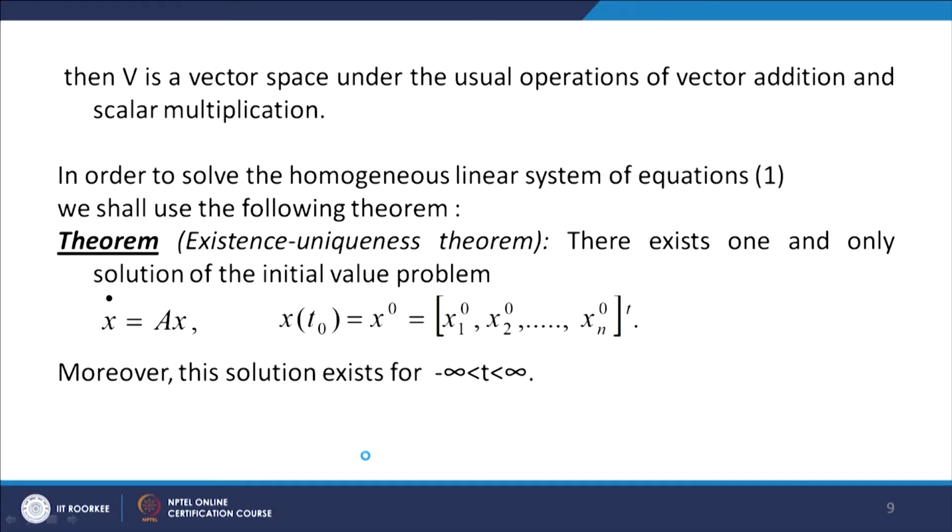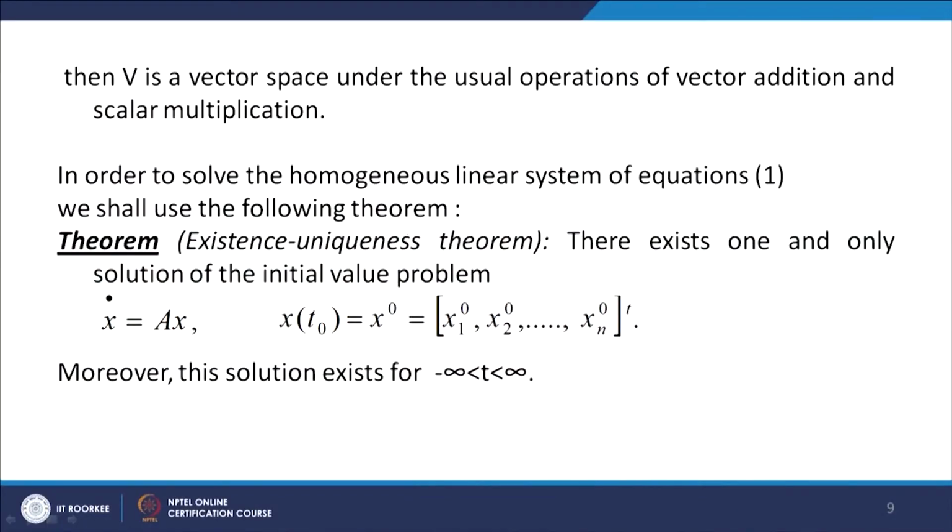Now, B is a vector space, as I said already, under the usual operations of vector addition and scalar multiplication. In order to solve the homogeneous linear system of equations x dot equal to Ax, we shall need the following existence uniqueness theorem. There exists one and only one solution of the initial value problem x dot equal to Ax, x(t naught) equal to x naught, where x naught is the column vector (x1 naught, x2 naught, ..., xn naught) transpose.